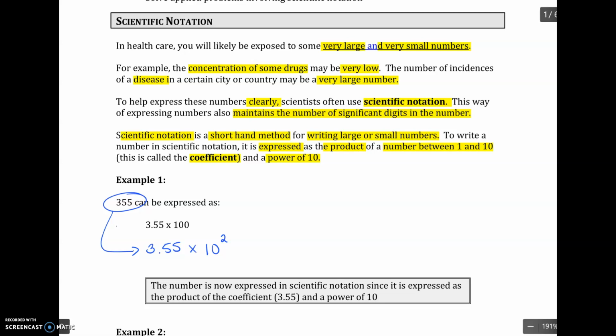And let's make a quick check. This was 3 significant figures, and we always look at the coefficient, which is also the same amount of significant digits.